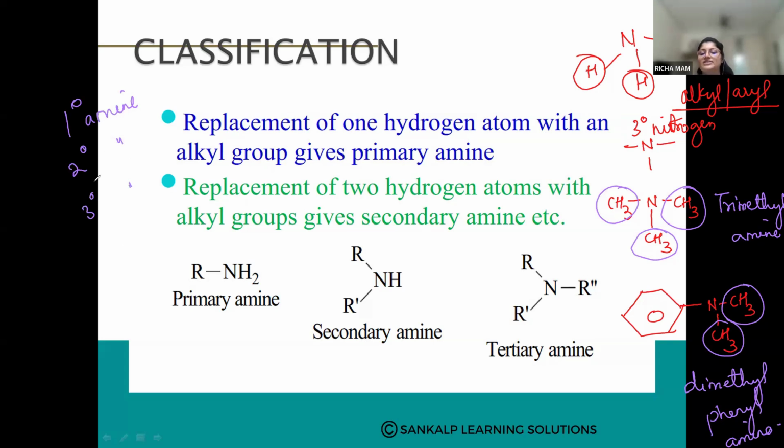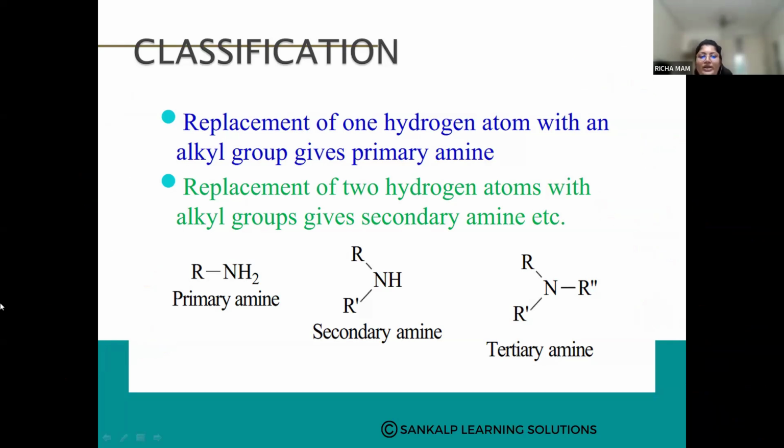Further, these amines can also be classified as simple and mixed. What do you mean by simple? Simple means all the alkyl or aryl groups are the same. Mixed means when you have different alkyl or aryl groups, and they are called mixed amines. Is it clear?